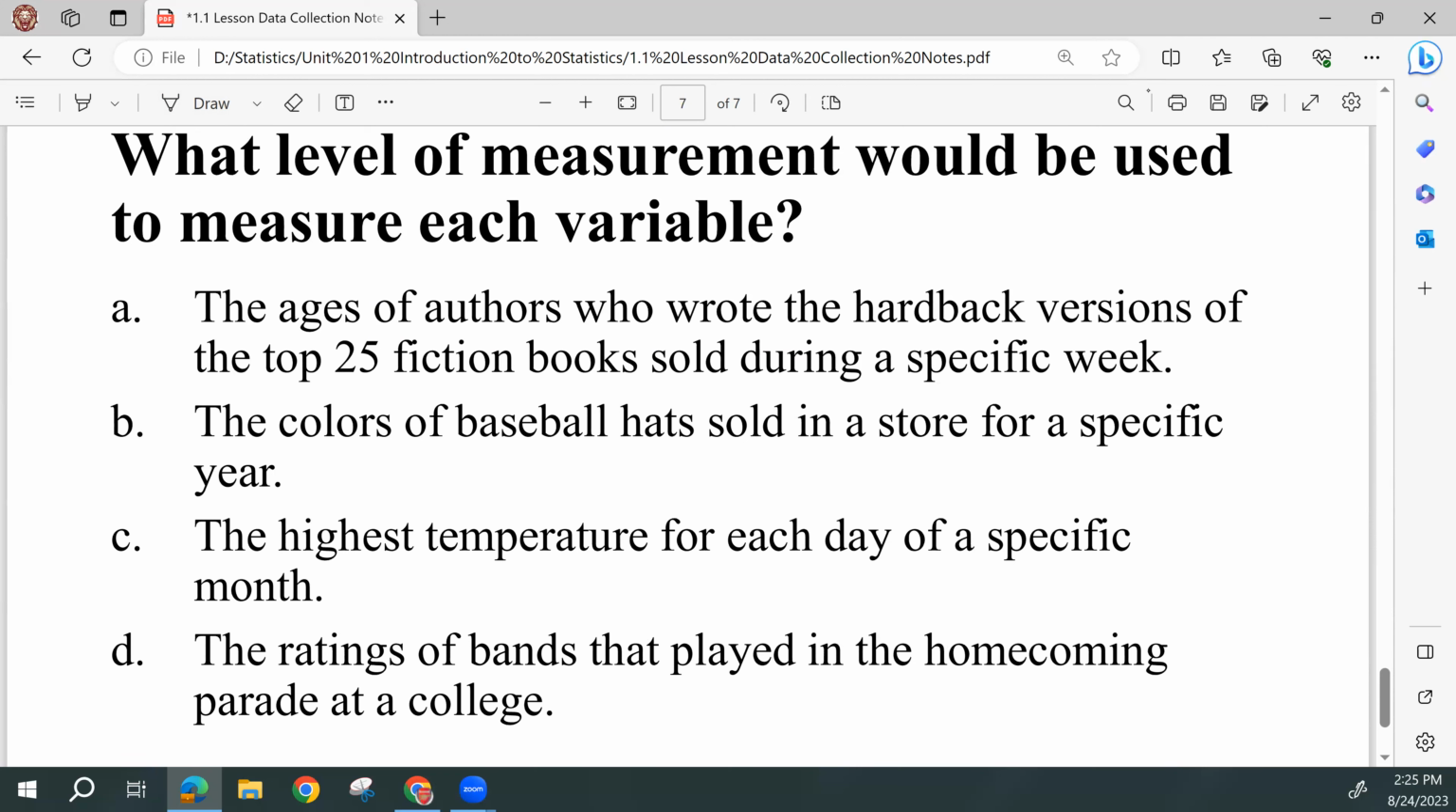So one more time, pause right here. And I want you to read through these 4 scenarios and decide which level of measurement is being discussed: nominal, ordinal, interval, ratio. Use the definitions you wrote down. Raise your hand, ask for help. You can talk to a partner, but try these 4, press pause, and then when you press play, I'll have the answers up.